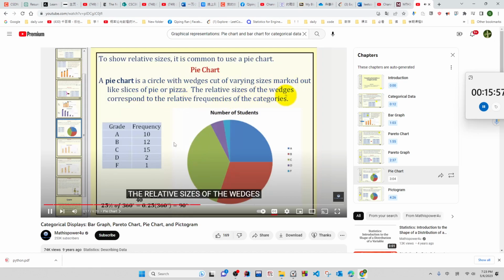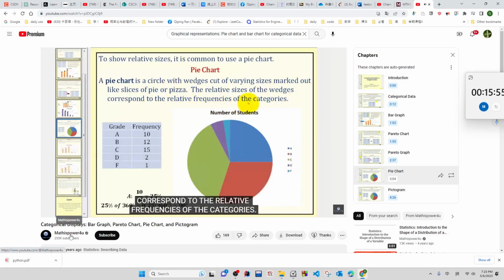The relative sizes of the wedges correspond to the relative frequencies of the categories. So here's the pie chart. This wedge represents the A's. This wedge represents the B's, C's, D's, and F's. Notice how this is created using software, which is very common these days.